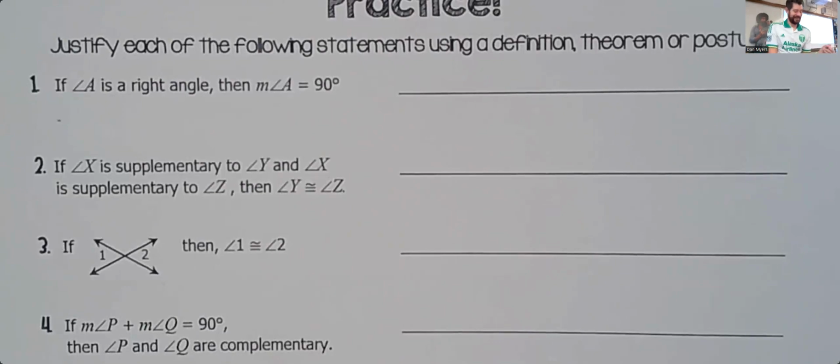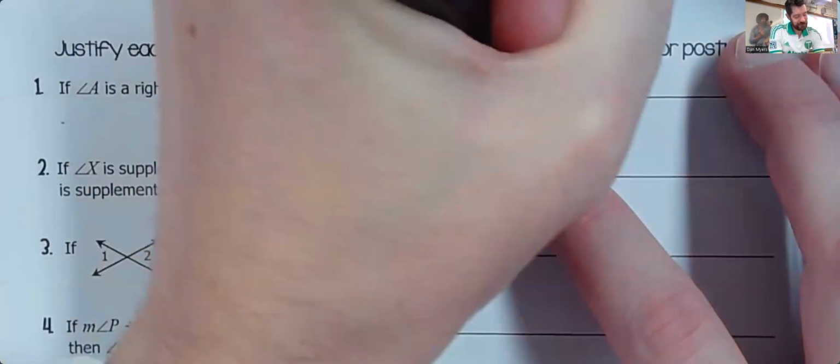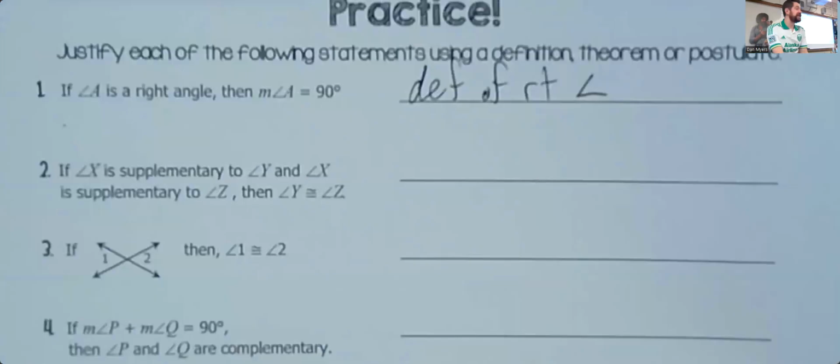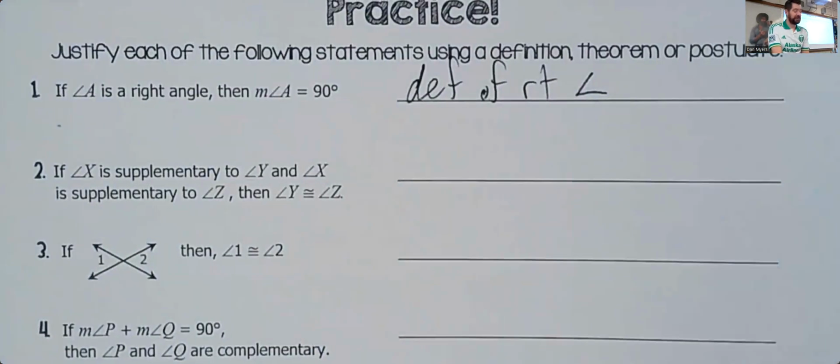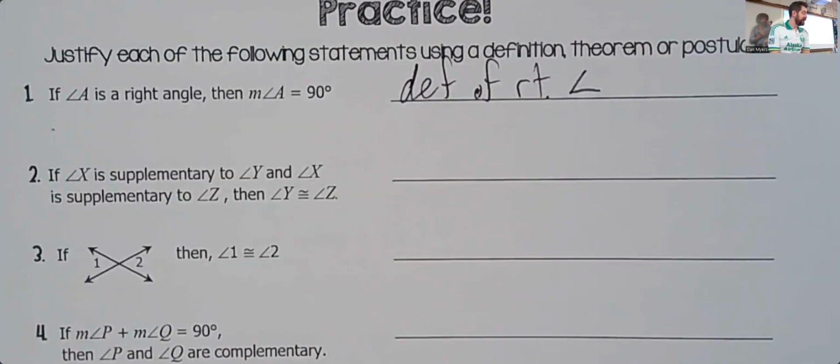She said it. All right, so this is a definition of a right angle. I'm just going to say RT for right, and I'm going to use the symbol for angle. So definition of right angle. If something is a right angle, it's 90 degrees.